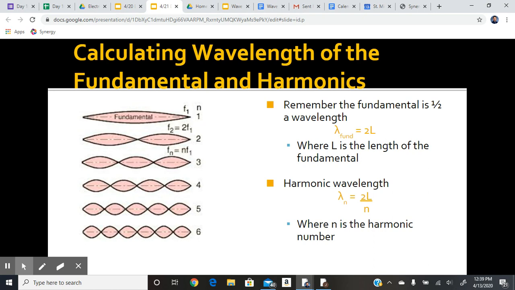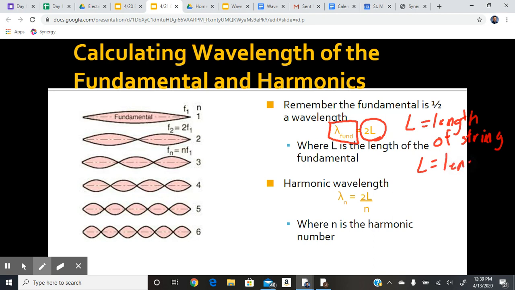Okay. So what we can say then is that the wavelength of the fundamental is always going to be 2 times L. And L is going to be the length of your string, or sometimes it might be the length of the tube if we're talking about a tube, right? Because we'll talk about sending waves down a tube, and I'll show you that in a second here. L could also be the length of the tube.